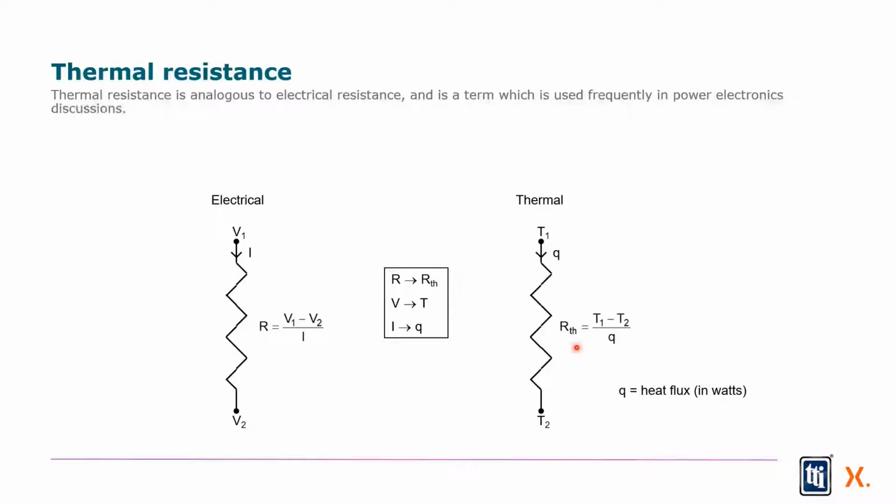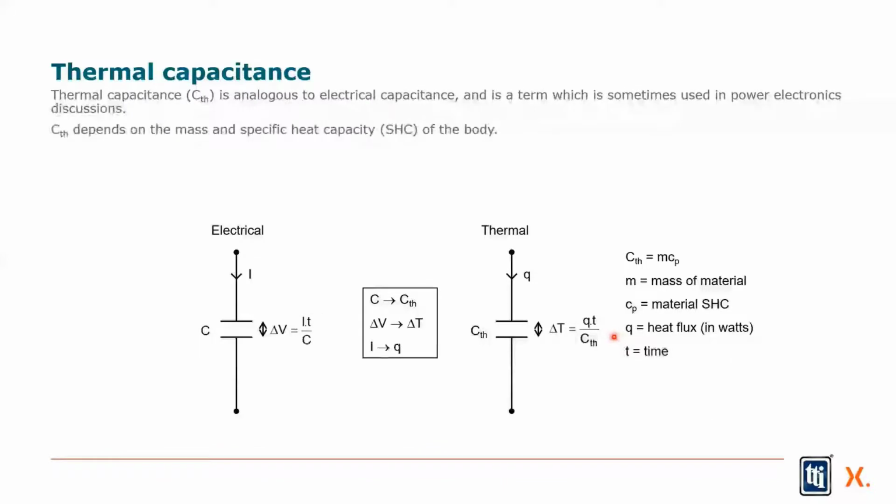The thermal resistance is equal to the temperature on one side and the temperature on the other side of the material itself, divided by the heat flux, which is measured in watts. Heat flux is like current. So a direct analogy. I really don't have to do anything between the two. They are one-for-one comparisons, electrical versus thermal resistance.